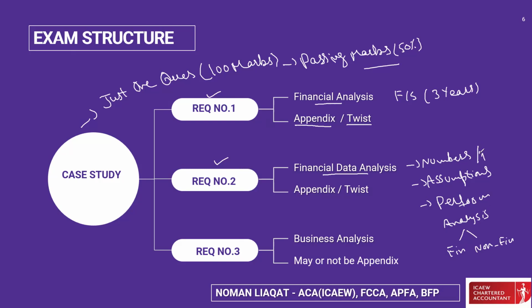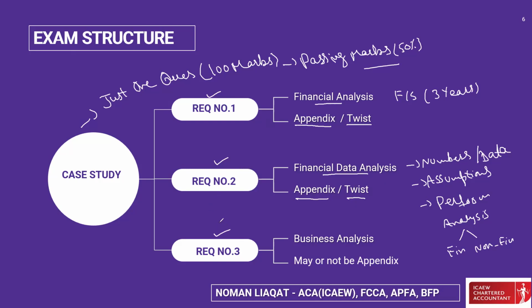So we will be provided with numbers, provided with data. We have to use the assumptions that have been given to us in the exam, and then we have to perform analysis. Analysis would be both financial as well as non-financial. As we are talking about numbers and data, we have to show our results in the form of an appendix as well. As I said earlier, it could also involve a twist, basically. Twist is some sort of unexpected requirement that is not usually part of your advanced information.